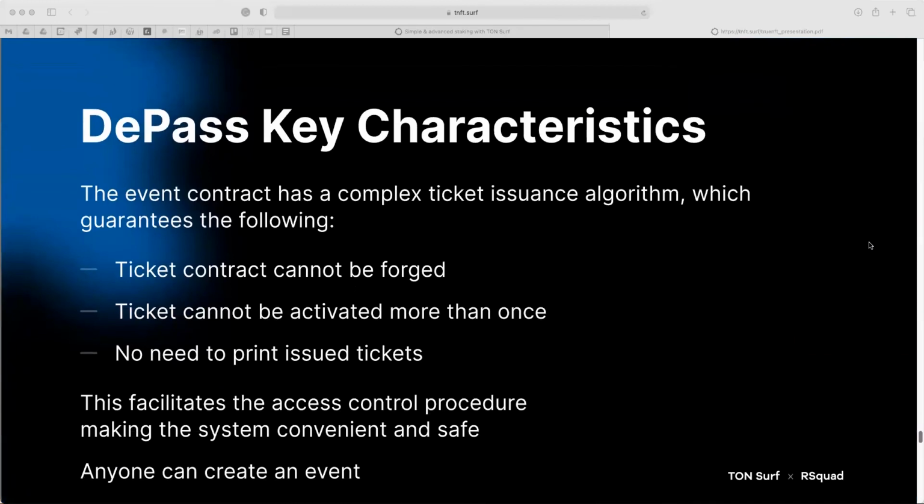Key characteristics of the project are the following. The event contract has a complex ticket issuance algorithm, which guarantees the following. A ticket contract cannot be forged. A ticket cannot be activated more than once. There is no need to print issued tickets. This facilitates the access control procedure, making the system convenient and safe. And anyone can create an event.